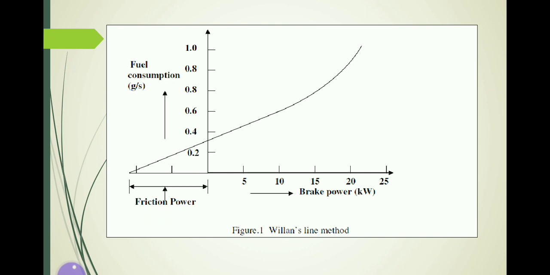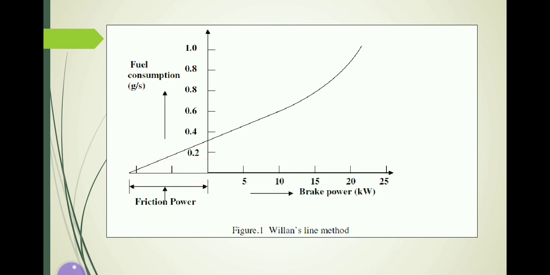That means at this point, though the brake power is 0, this doesn't mean that no fuel is going to be consumed. Here we will see some amount of fuel is consumed. This fuel consumption is not 0 when the brake power is 0. So at brake power 0, some amount of fuel consumption is there. It means power is going to be produced, but that power is going to be wasted. So this is nothing but the amount of power, the friction power.